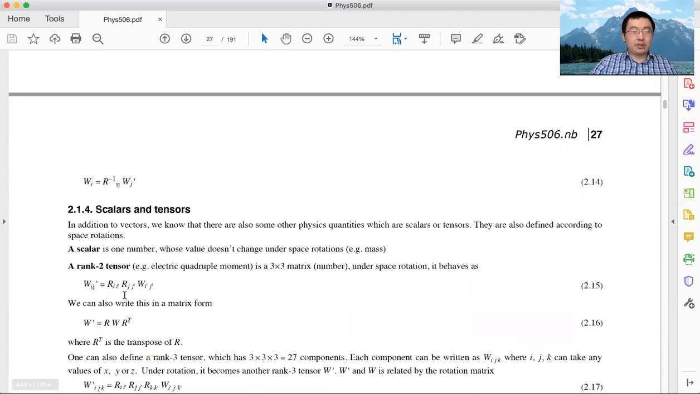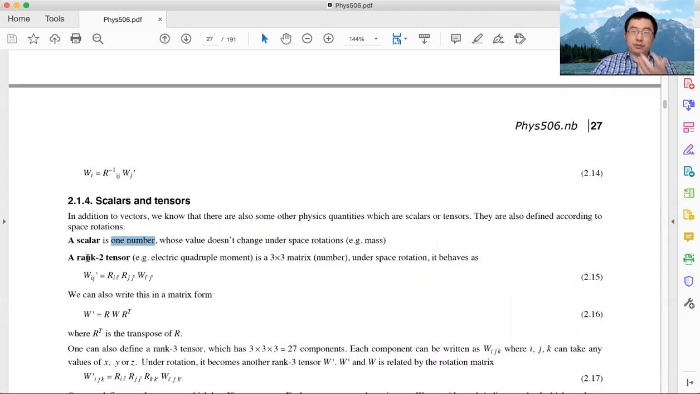In addition to vectors, we also know that there are some physical quantities that are not vectors. For example, some physical quantities are scalars. The definition of a scalar is very similar to a vector. First of all, we have one number, this time one number instead of 3 components. Secondly, and more importantly, we require that this number, this quantity, does not change under spatial rotation. So we rotate our axes, or we rotate our space, and this quantity doesn't change. If that's the case, then this is known as a scalar.